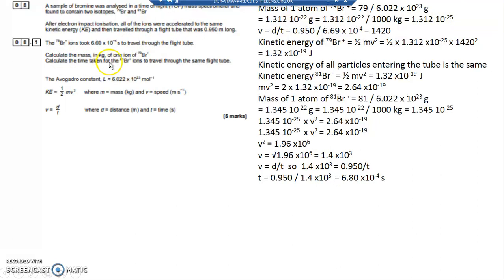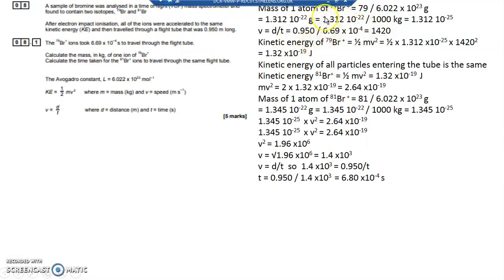Calculate the time taken for the 81Br 1+ ions to travel through the same flight tube. So I'm going to have to use this information now. I've got the mass of the ion of 79Br+. Now velocity is distance divided by time. I've got the distance, 0.950, and I've got the time taken, 6.69 times 10 to the minus 4. I've now got the velocity of this 79Br+ ion.